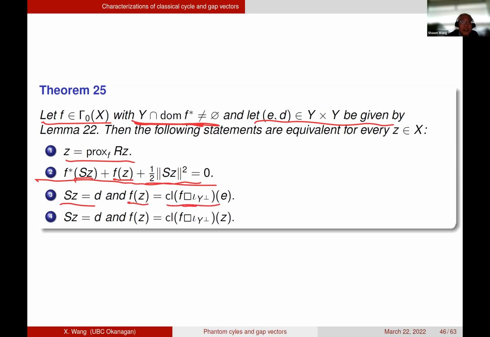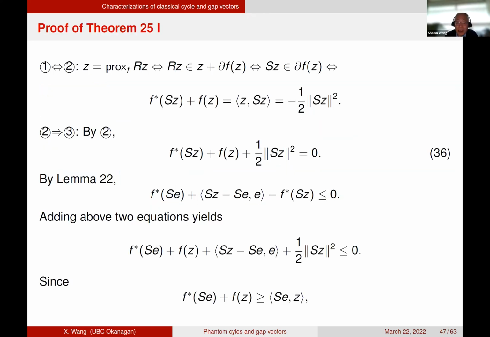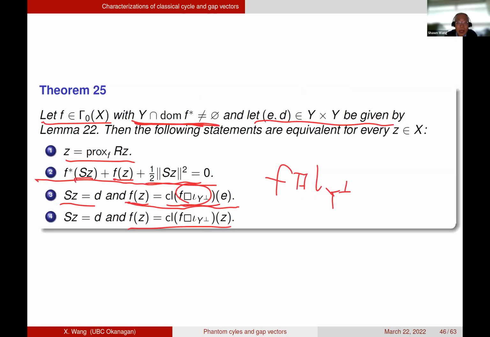And again, this kind of stuff shows up. So the infimal convolution with this is important for the work. SD equals that, or FZ equals this, or another way, this has to equal this. Now the proof essentially tries to use the earlier lemma. Let's say 1 to 2. We went too quick.